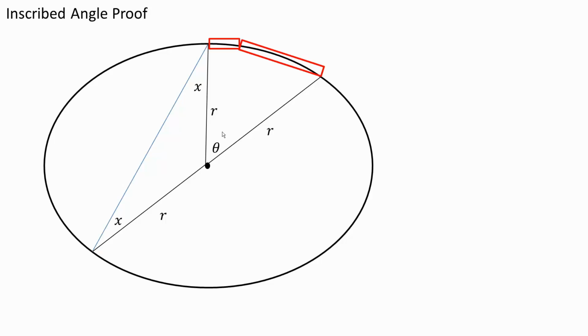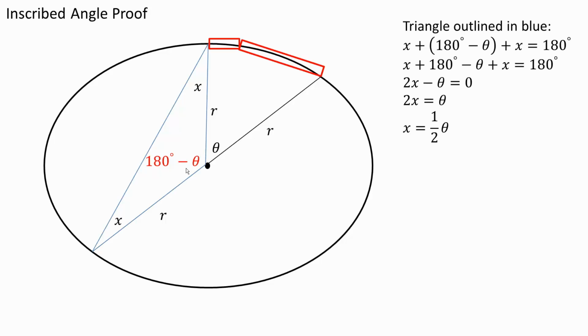And I will say that this right here is theta. And this theta will correspond to the central angle. And so if this is a straight line, then this angle right here would be 180 minus theta. And now let's focus on the triangle in blue. So we have X, we have X, and we have 180 minus theta. And this is going to equal 180 degrees because the measure of a triangle is 180 degrees.